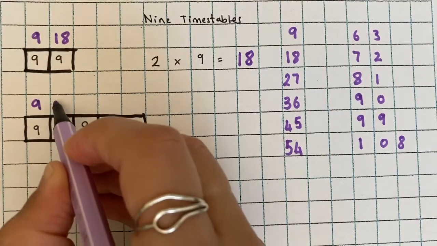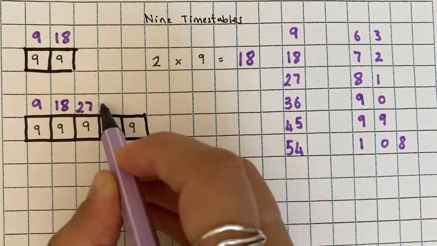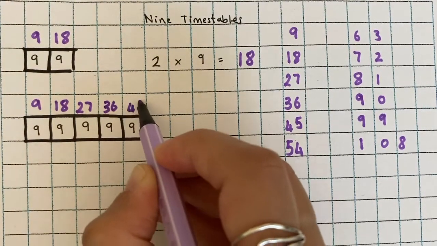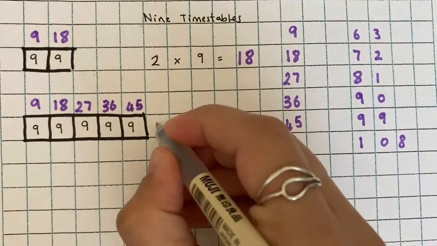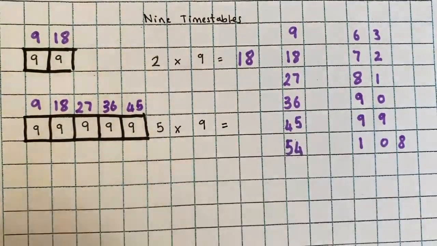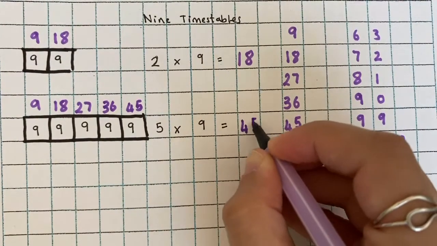Here I have 5 9s. 1 9 is 9, 2 9s is 18, 3 9s are 27, 4 9s are 36, and 5 9s are 45. So 5 times 9 equals 45.